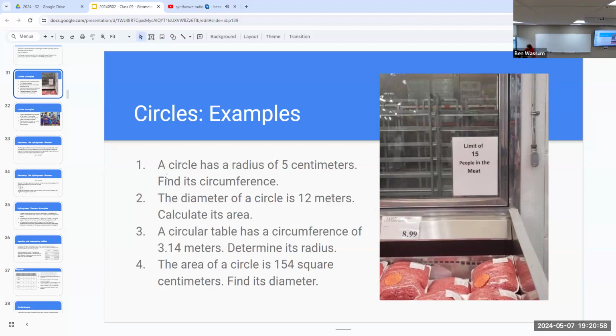All right. So, circles exist. A circle has a radius of 5 centimeters. Find its circumference.